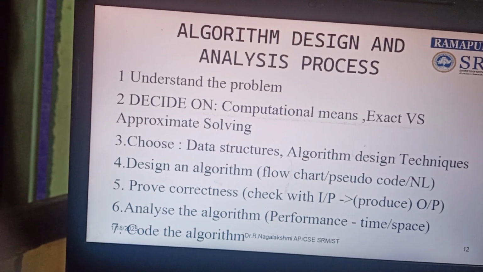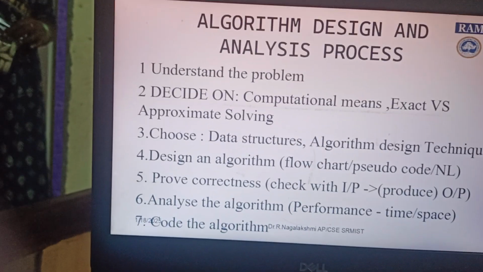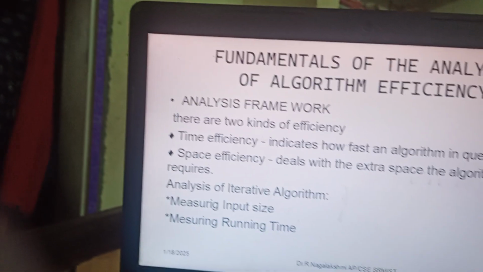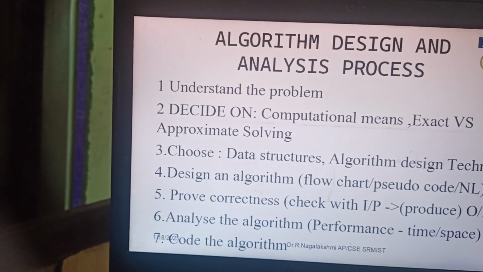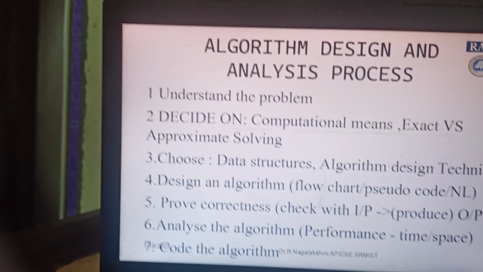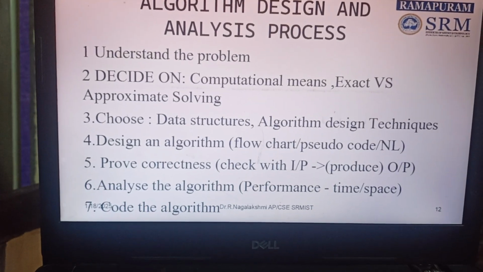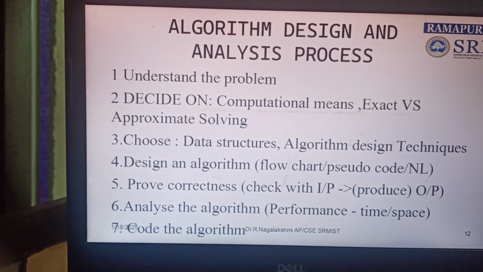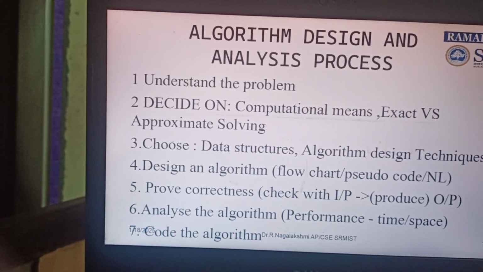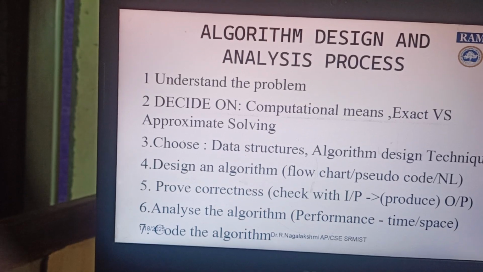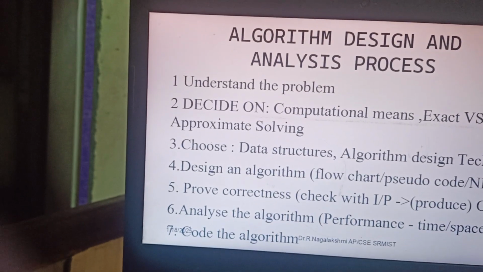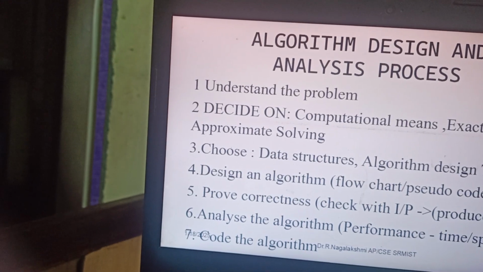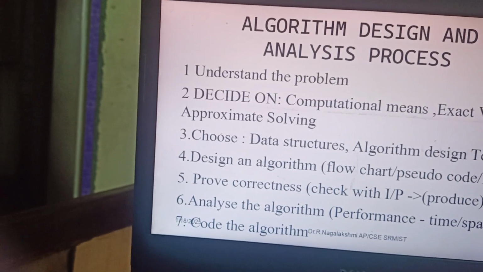For example, we have a flowchart method and pseudocode or natural language. Flowchart method is a pictorial representation of problems. We use symbols, for example a start symbol, an end symbol, and a rectangle for defining processing statements, and reading and input statements are defined with parallelogram symbols. Like this we can represent through symbols.